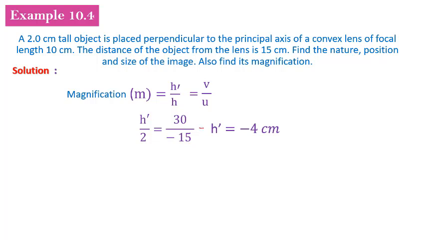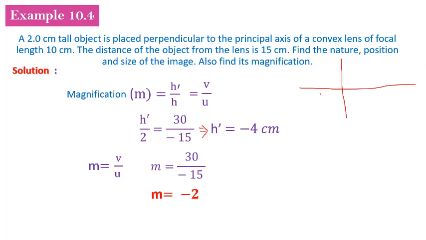Calculating h dash, we have h dash equals minus 4 centimeter. What does this minus mean? We have object height 2 centimeter, so obviously the image height is more than the object height. m equals v by u, m equals 30 by minus 15, which equals minus 2. Now we have a magnification of minus 2. What does that mean? For this magnification, the height is already minus 4.